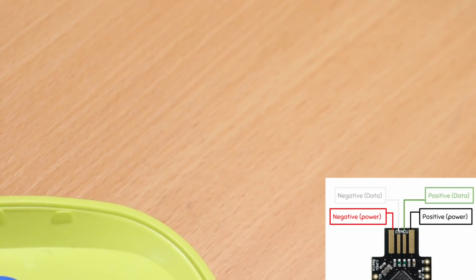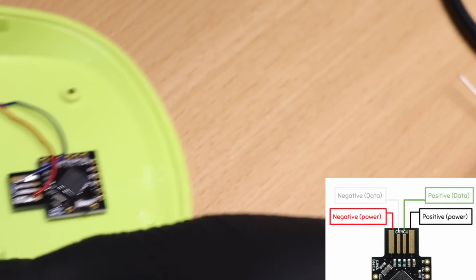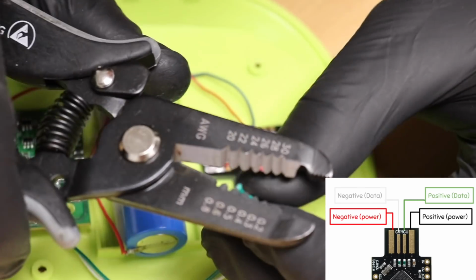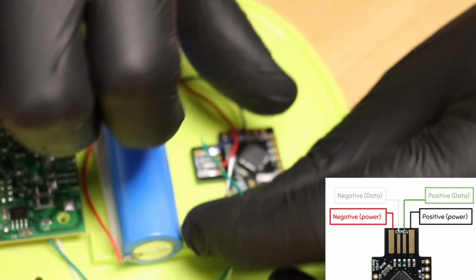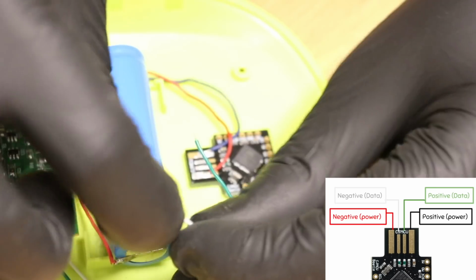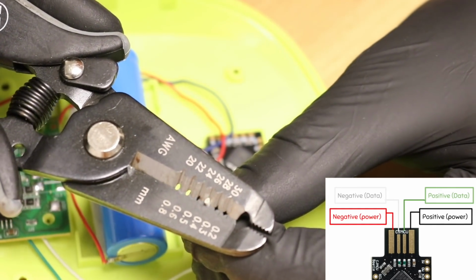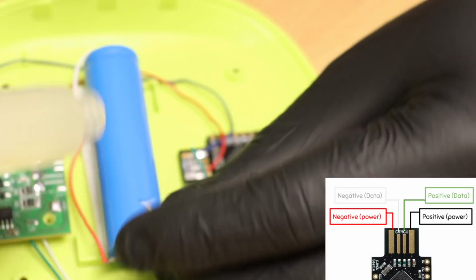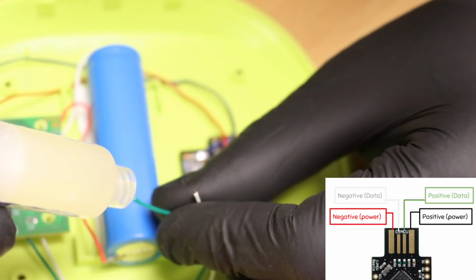Next up, we need to prepare the two data lines. Just as we did before, we're gonna strip the ends and tin them with solder. So right now you did the power. Yeah. And we're gonna do the data. So right now the Arduino and the light will function. They will turn on. However, the Arduino is not going to communicate with the PC until the two data lines are soldered. Perfect.